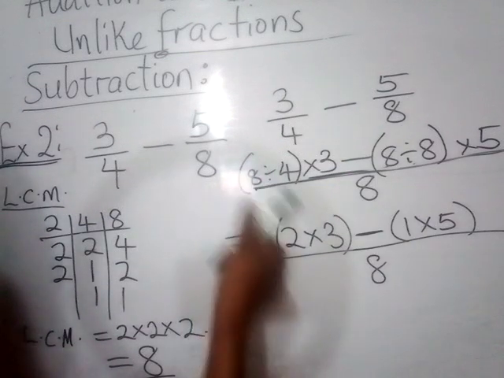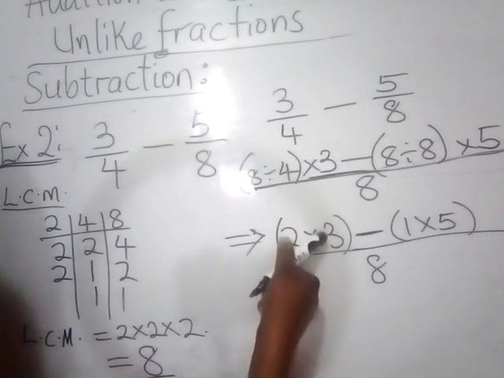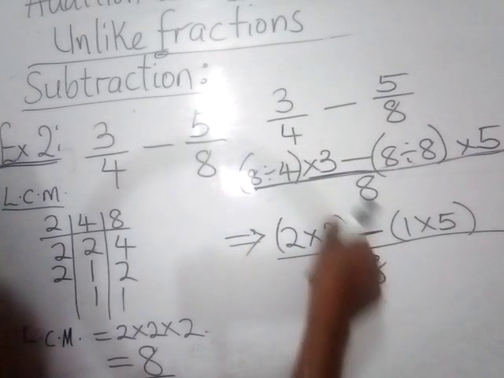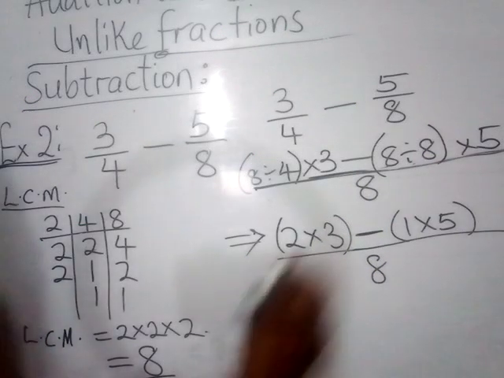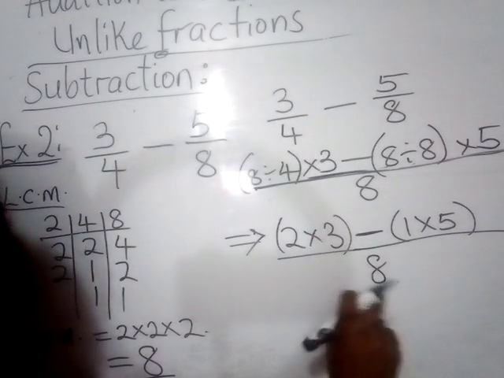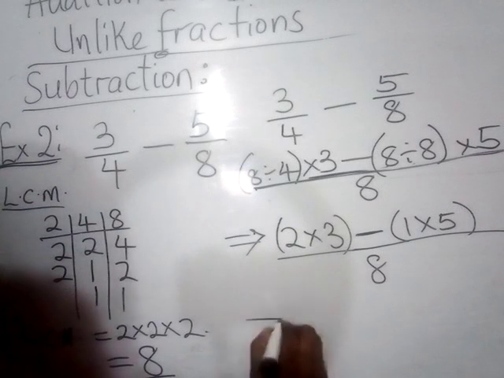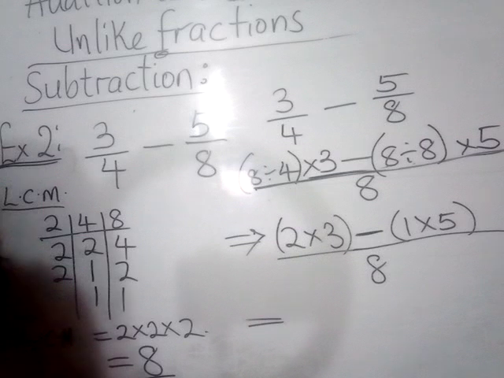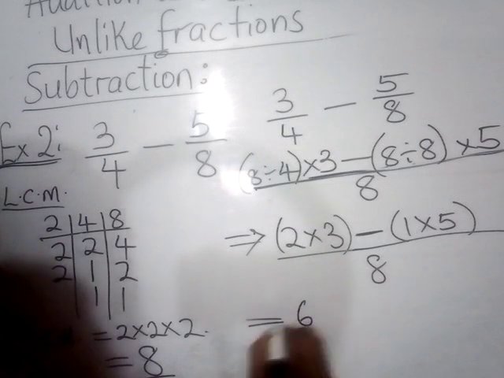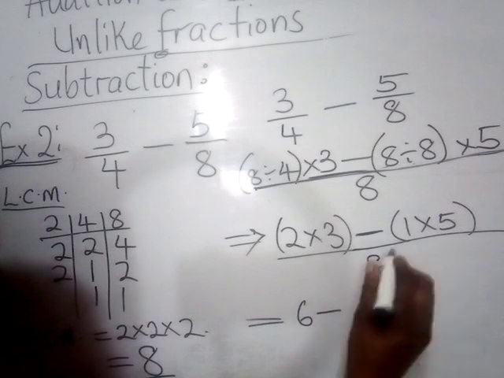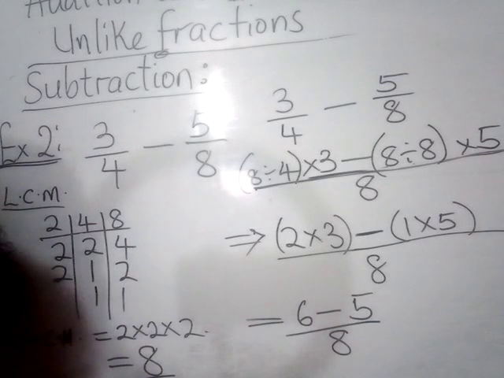So here we have 2 from 8 divided by 4. That gave us this 2 times this 3. Here 8 divided by 8 is 1 times this 5. Okay? So you continue to write your denominator, the common denominator, which you arrived at. So what happens next? You open the brackets. So 2 times 3 is what? 6. Minus 1 times 5, 5 over 8.